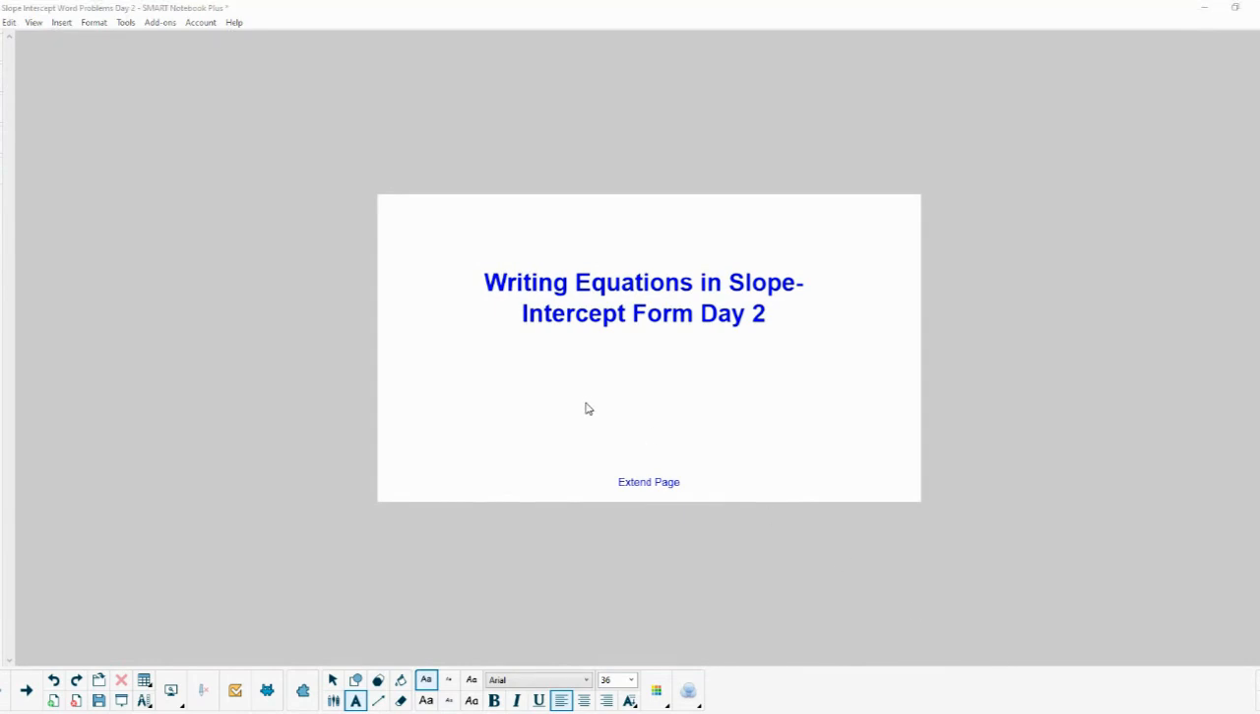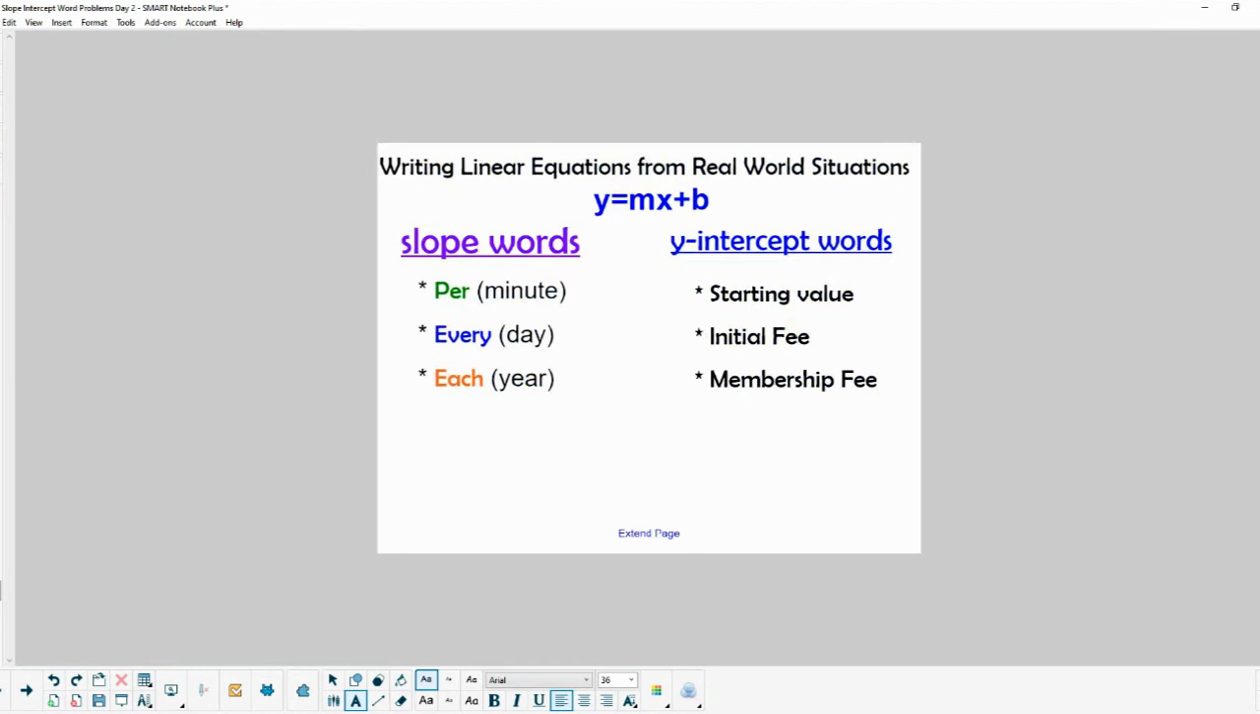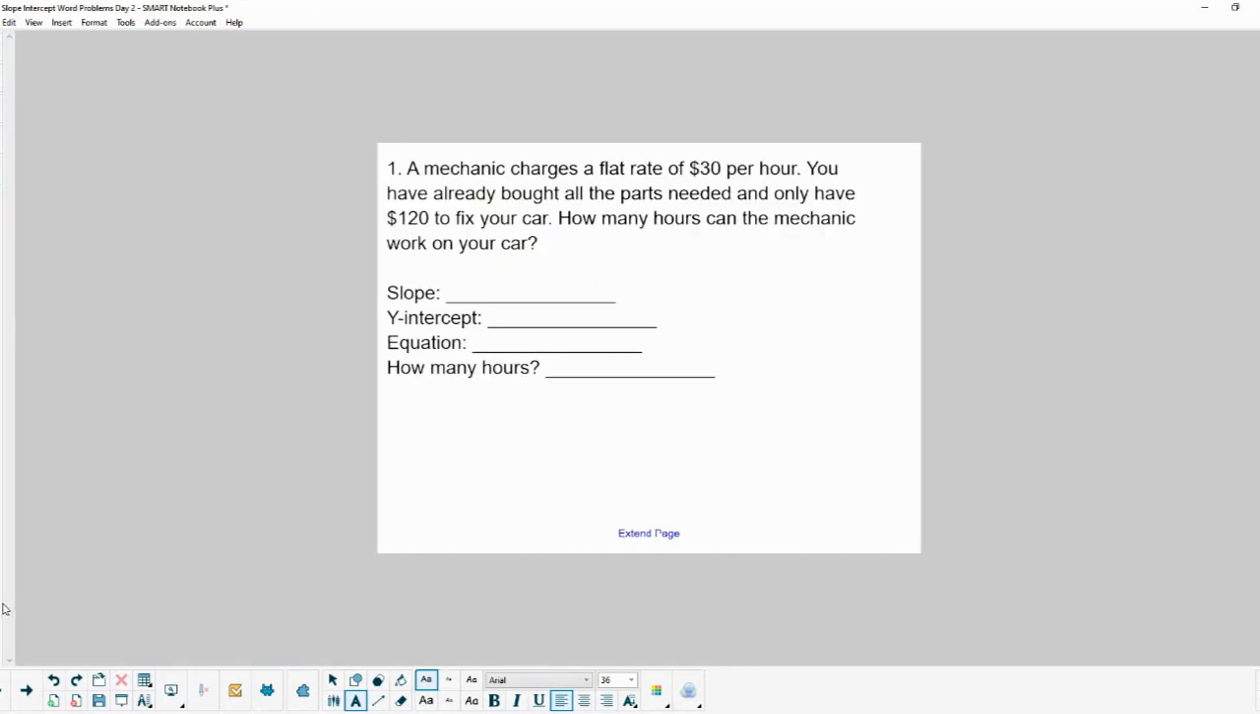All right, let's get going on our video today. We are writing equations in slope-intercept form from word problems. We just need to get really good at this so we understand what we're talking about. Some words that we're looking for in these word problems that mean slope are like per minute, every day, each year, per hour, things like that. Words that mean the y-intercept are things like starting value, initial fee, or a membership fee. So let's get right into it and start working some of these problems.